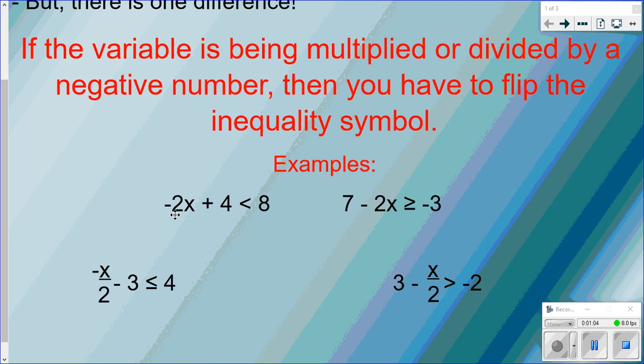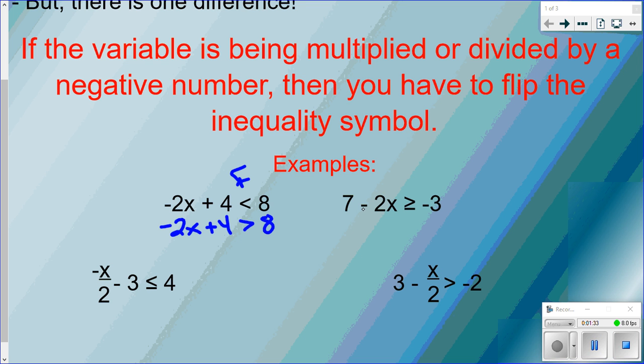So here, the variable is being multiplied by -2. So if the variable is multiplied or divided by a negative number, then what we have to do is just rewrite the inequality like this, and that's what I mean by flipping the inequality. So flip it around and then solve it just like you would solve an equation. So you would subtract 4 and then divide by -2.